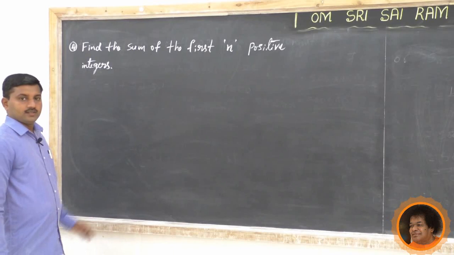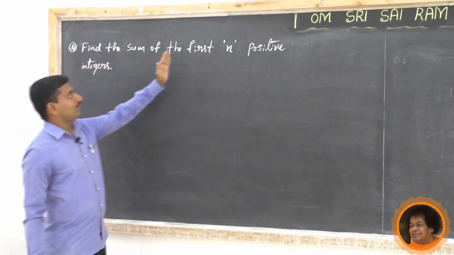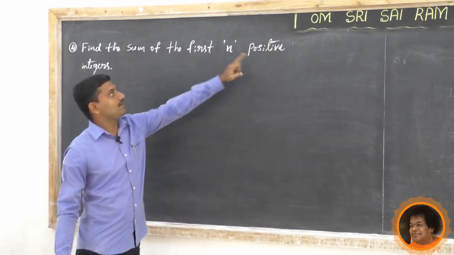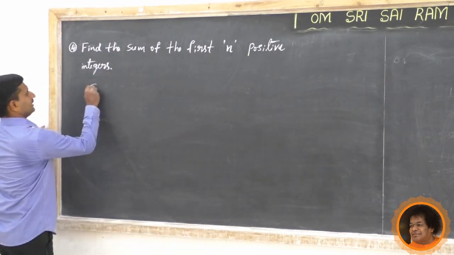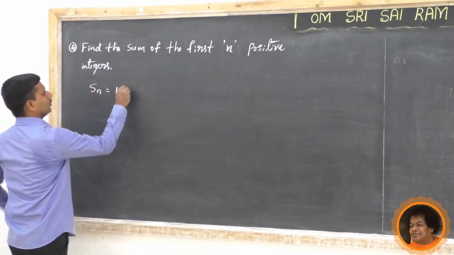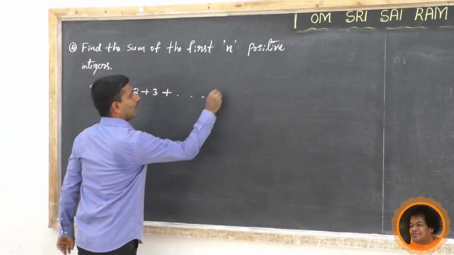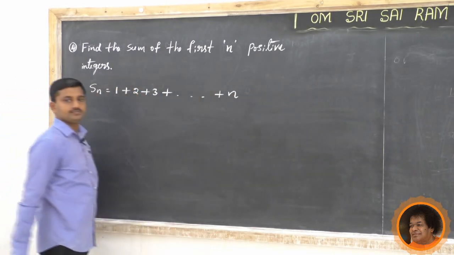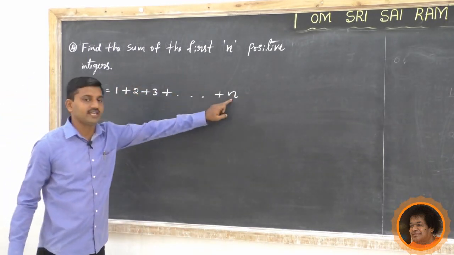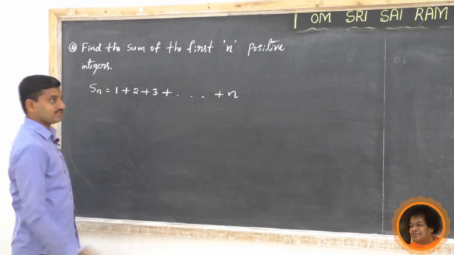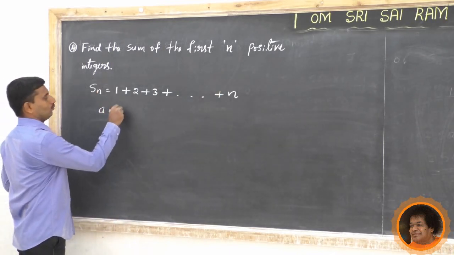Okay, next example: find the sum of the first n positive integers. Look at the question. First n positive integers, so the list of numbers: Sn is equal to 1 plus 2 plus 3 plus so on plus n. Here the last term is n, and the number of terms is also n. So what is the sum? a equal to 1.